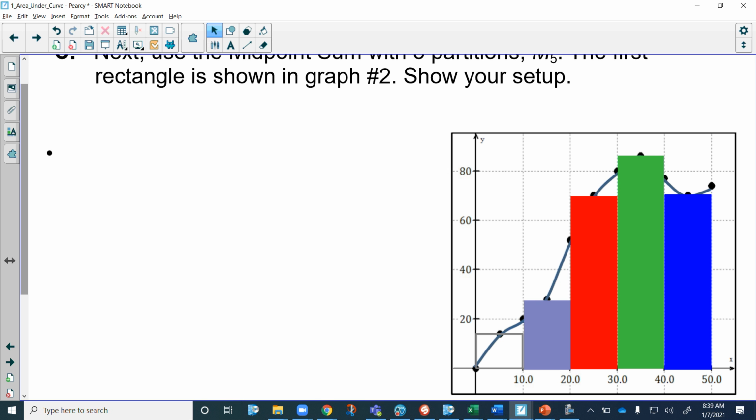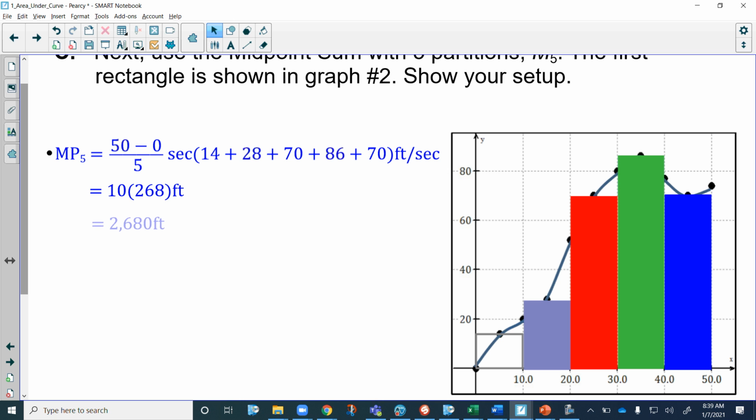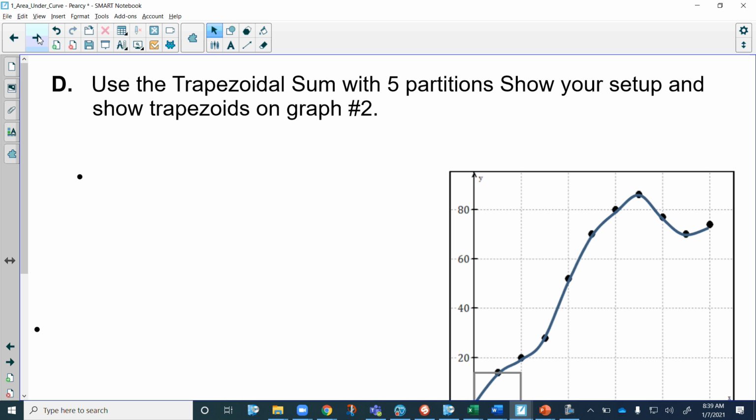So identifying, again, the heights from the table that we have. I'm sorry, not the graph in this case, I'm really going back and referring to the table. Looking at the heights, we have 14, 28, 70, 86, and 70 for the heights of each individual rectangle. And in this case, we're using 5 subintervals, so the base of the rectangles are still 10. And that translates into 2,680 feet traveled for the car in the 50 seconds. Now, the last thing that we're going to be taking a look at is something known as the trapezoid.